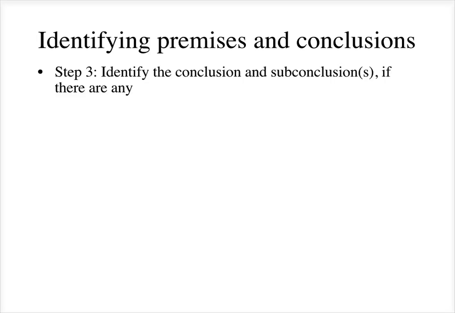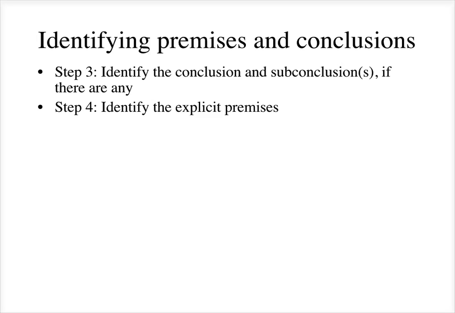Then you want to identify your premises and conclusions. So step 3, I start by identifying the conclusion, because there's only one conclusion in the argument. So as soon as you found it, you're done with that. And then I identify any sub-conclusions if there are any. Step 4, well, everything that is left once you've identified the conclusion and sub-conclusion should be your premises.